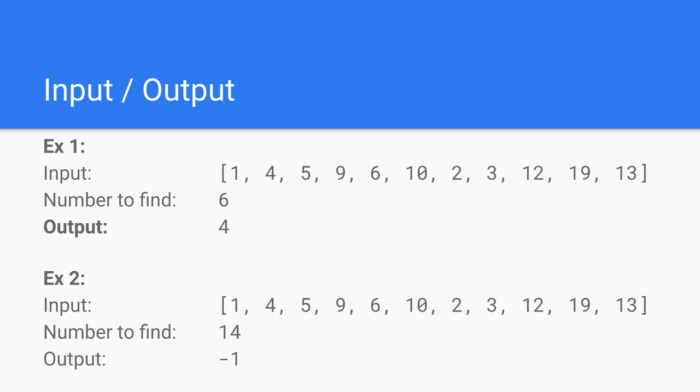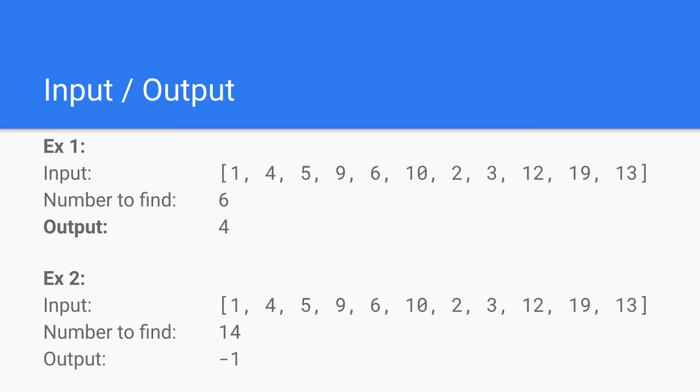This is a sample input and output. So in the input, I can see I have an array of some elements. The number in example 1 that I'm trying to find is 6. Now 6 does exist in the array, and it is at index number 4. Remember our arrays, the index number starts at 0. So the number 6 is present at index number 4, so my algorithm should return 4.